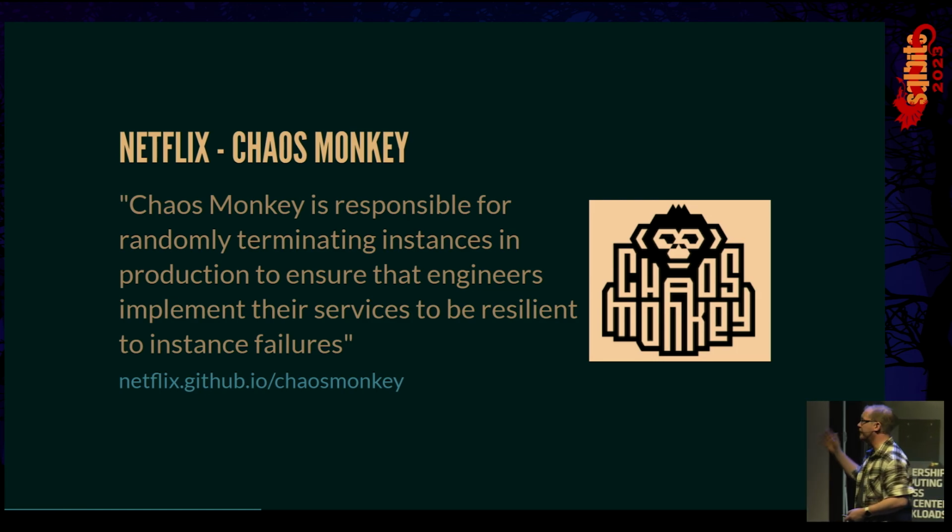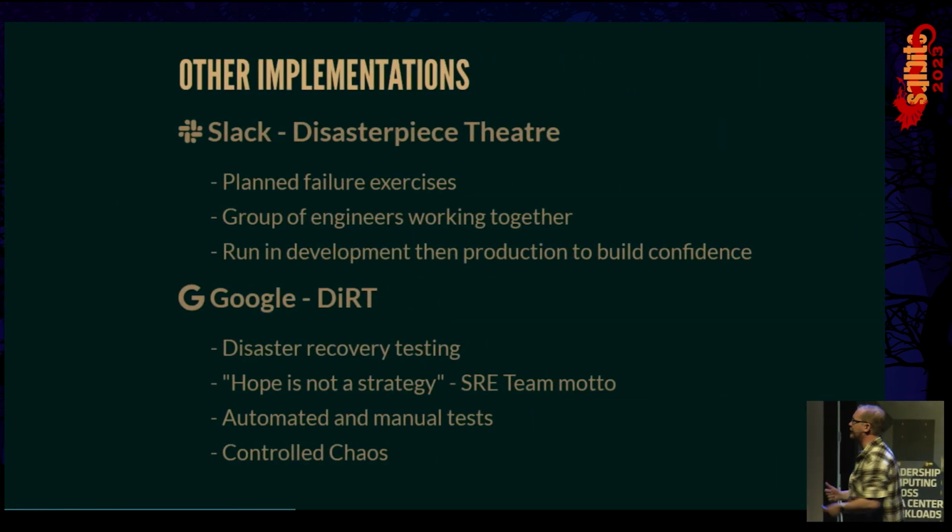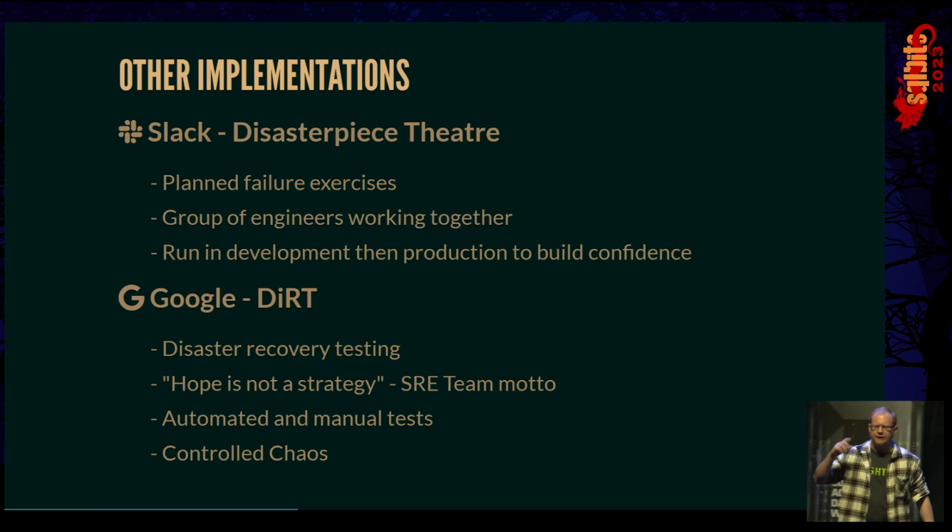So that's Netflix. That's probably the most famous one. It's freely available on GitHub. You can download it and deploy it into your production environment if you want to. I highly recommend you don't do that, but you can. Let's have a look at a couple of other implementations, because Chaos Monkey is just a tool. We do use tools for chaos engineering, but it's more of a mindset and a methodology.